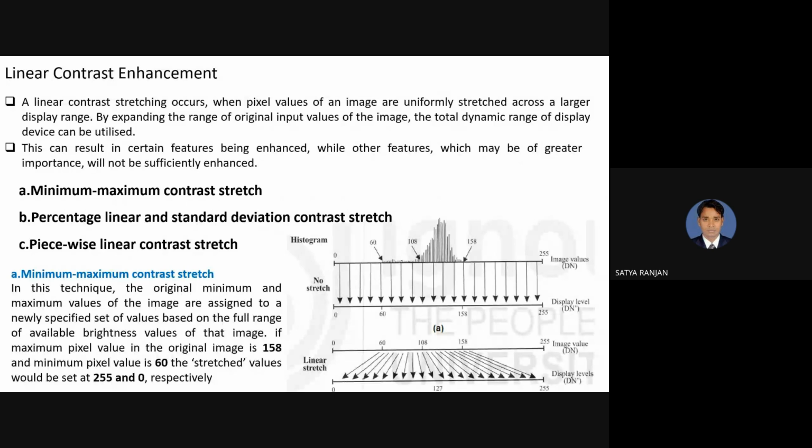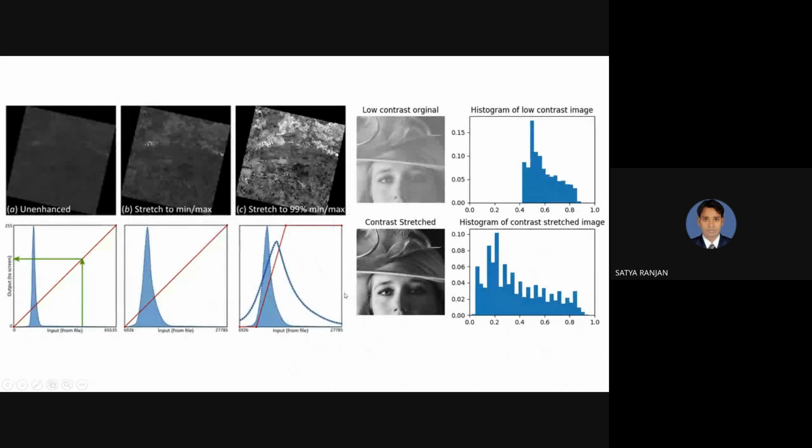So first we go through the minimum maximum contrast stretch. In this technique, the original minimum and maximum values of the image are assigned to a newly specified set of values based on the full range of available brightness values of that image. If the maximum value in the original image is 155 and the minimum value is 60, this is one example of the minimum and maximum contrast stretch. So this is minimum to maximum. These are some examples.